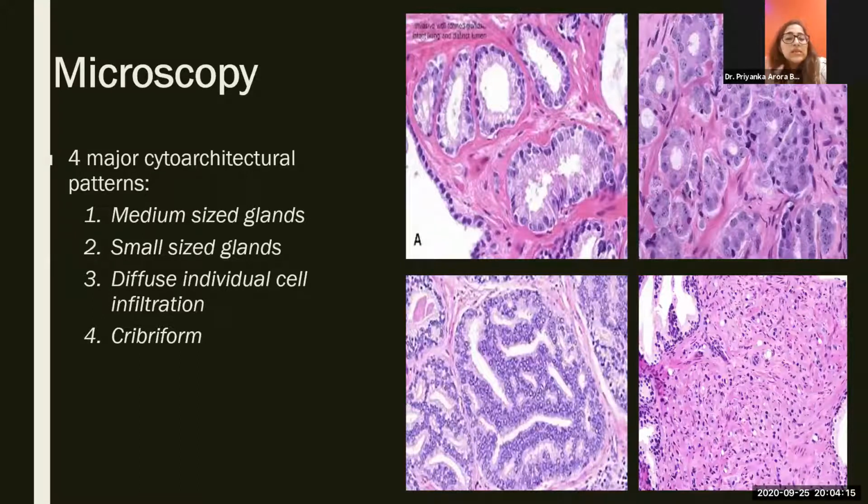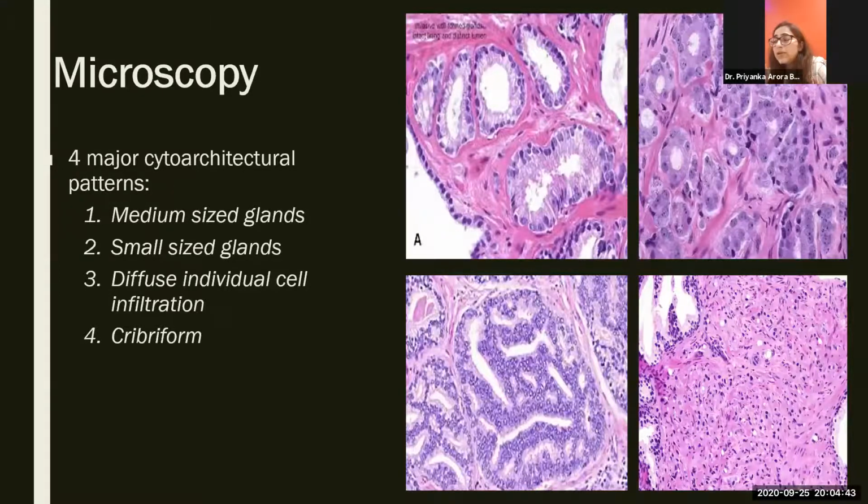In Gleason pattern 5, you see diffuse cell infiltration. The diffuse, single cell infiltration is basically your Gleason pattern 5. And this is the way you do the scoring. So yes, I was talking to you about the resected specimens. You will give a Gleason score of the first and the second most common patterns.